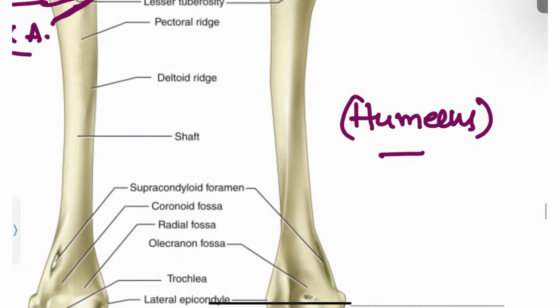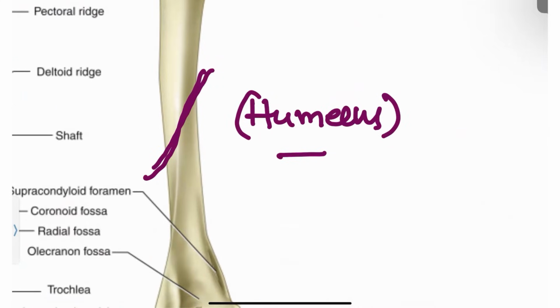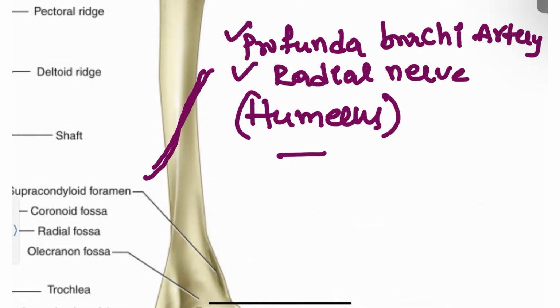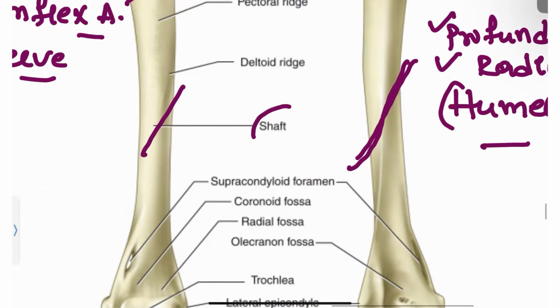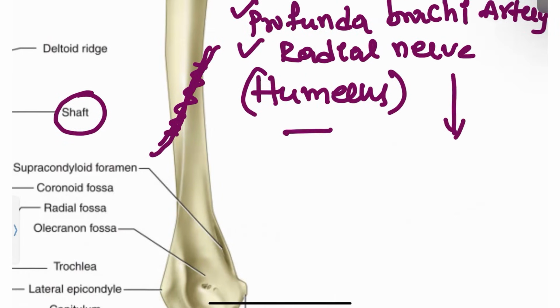This is the groove. This is the spiral groove. And in this spiral groove, what are the structures that are present here, guys? Profunda brachii artery, along with the radial nerve. Okay, radial nerve. And what is this specially? This is the shaft. If there is a fracture in the shaft, especially at the spiral groove, that is going to cause radial nerve damage. Wrist drop is seen here.